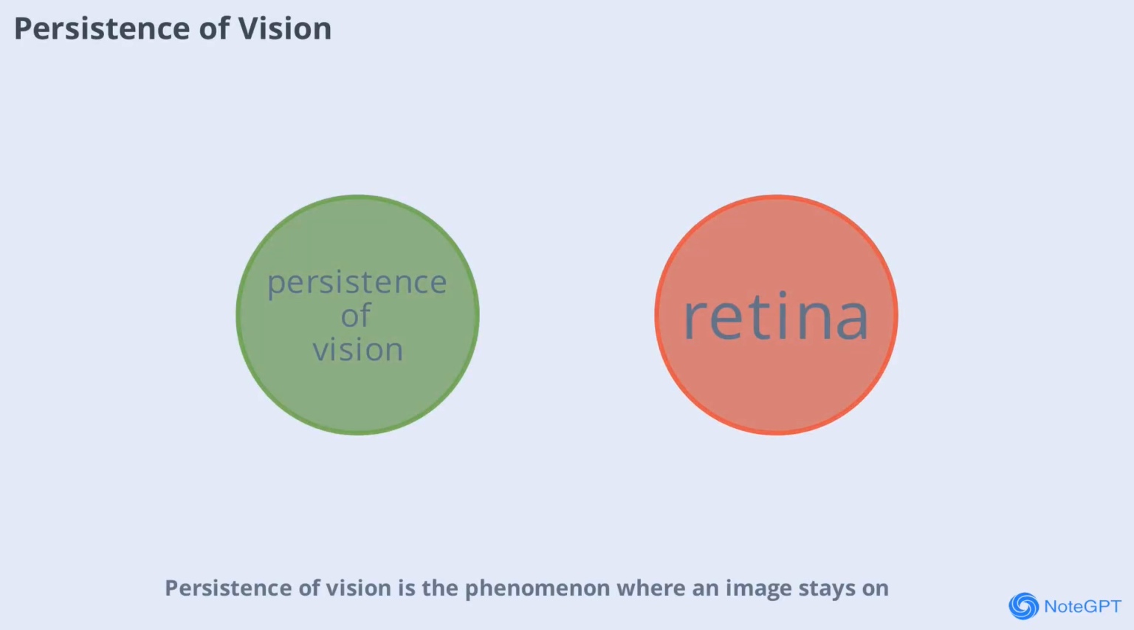Persistence of vision is the phenomenon where an image stays on the retina for a short time after the object is removed. This is why we perceive motion in movies and animations. The brain merges rapidly changing images into a continuous scene, allowing us to enjoy smooth motion in films and videos.